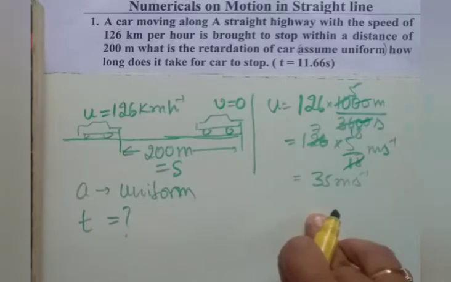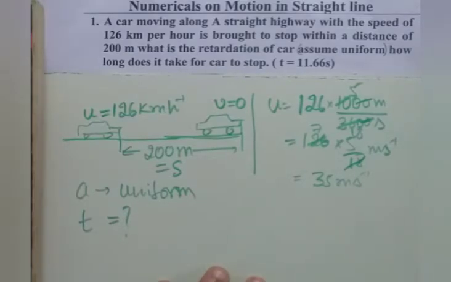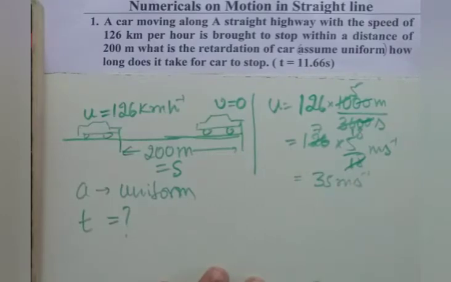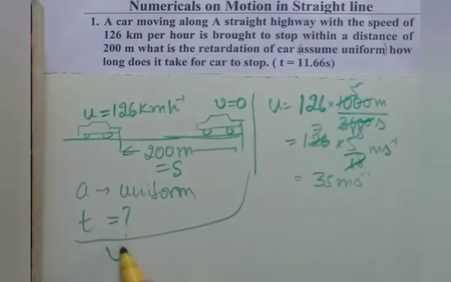A, T to be calculated. A, we know it is uniform. S is known. So now we start analyzing the situation. The fourth step, and very important. In the fourth step, analyzing means what to find: T. What all the things we know: V, U, S. We know how to analyze, I will tell you. We know V, we know U, we know S, yes. We want to find T.